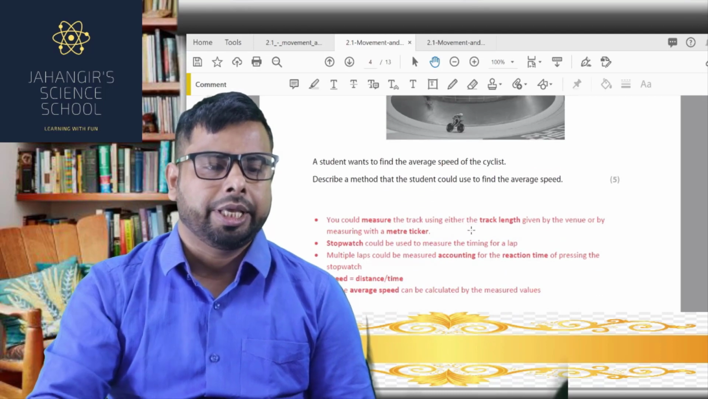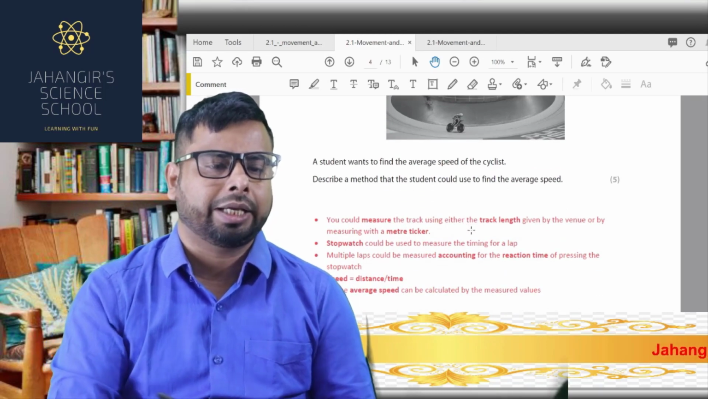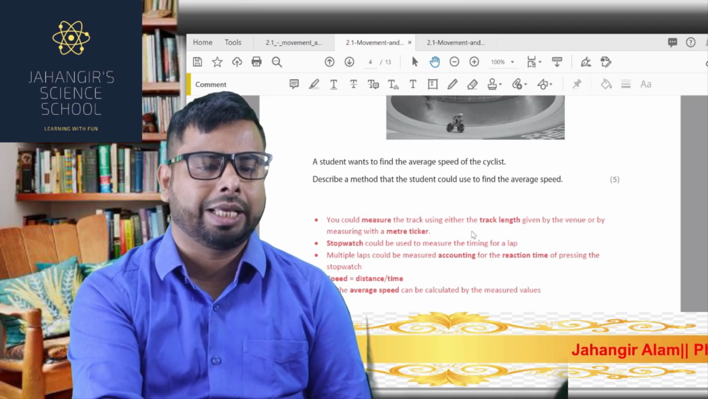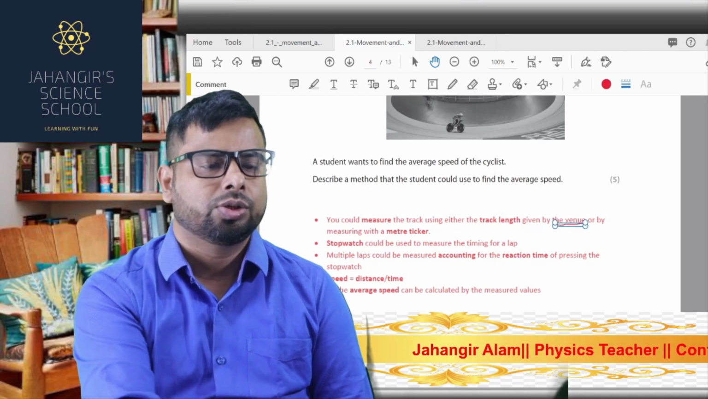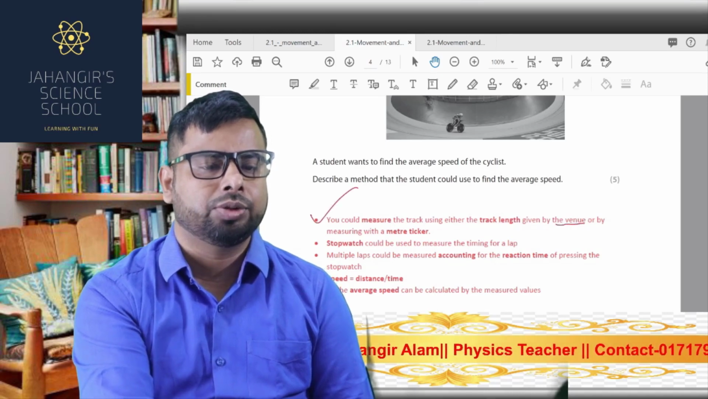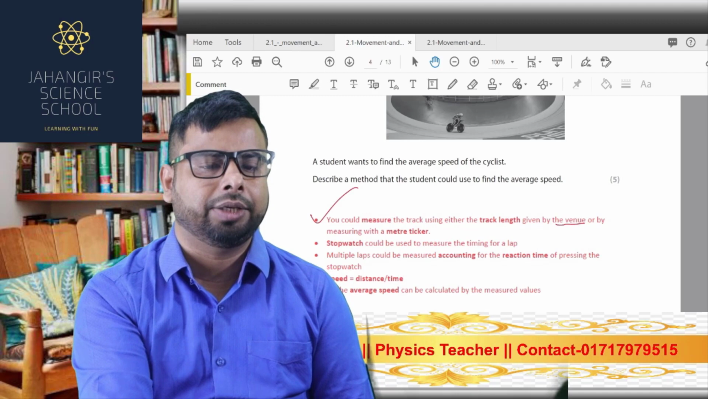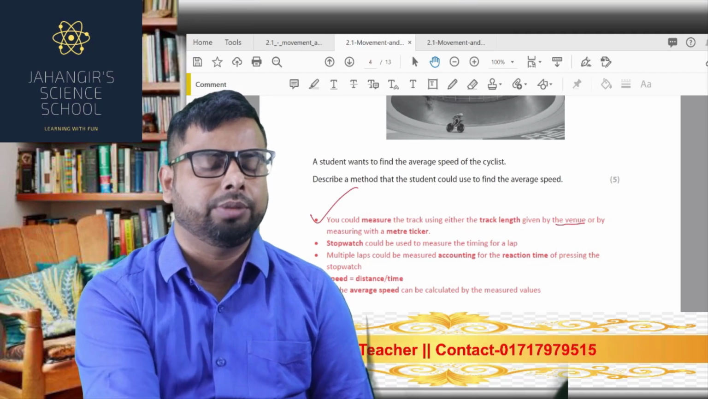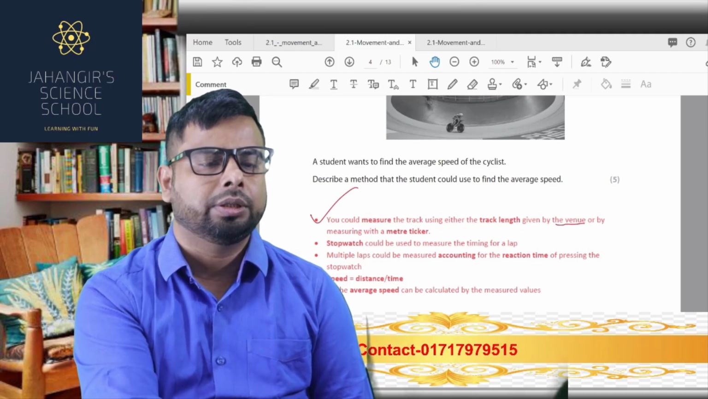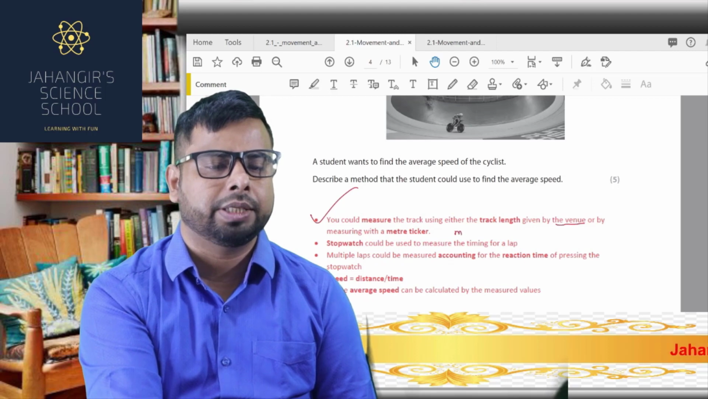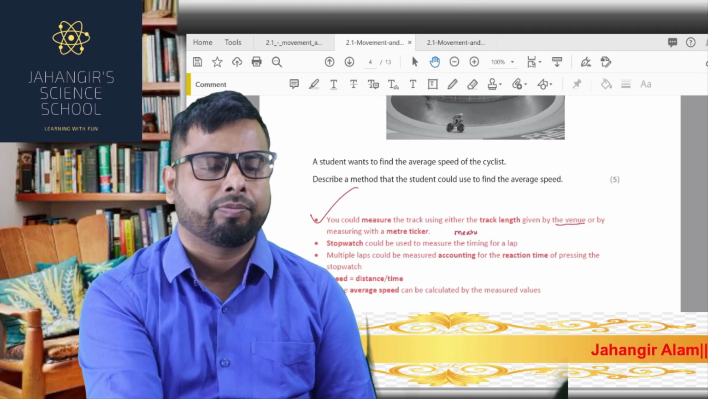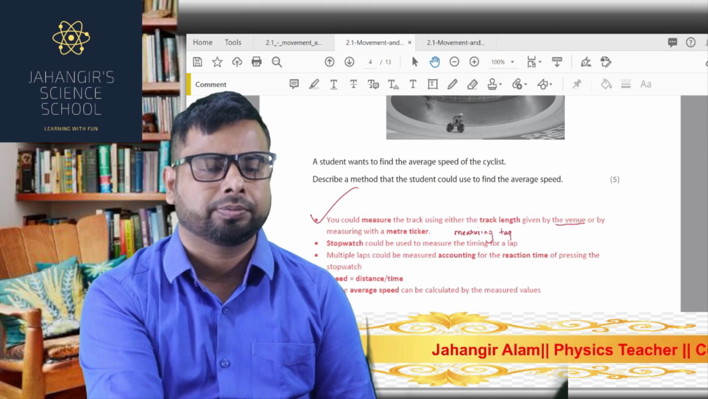You could measure the track using either the track length given by the venue, or by measuring with a meter tape or measuring tape.